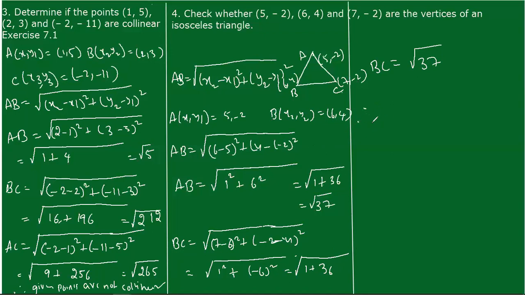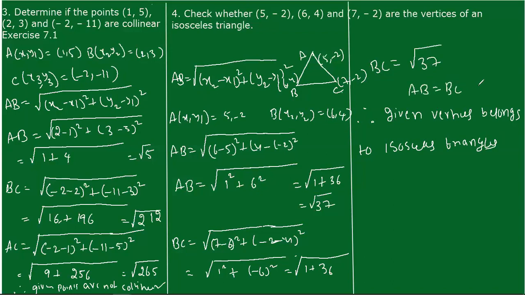Therefore, the given vertices belong to an isosceles triangle. And here I forgot to mention, AB equals BC. Okay, and thank you.